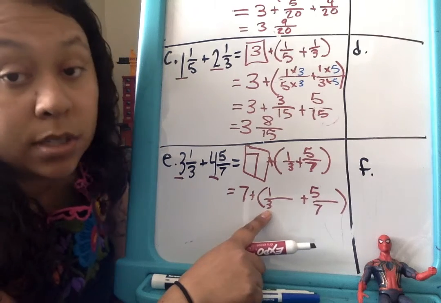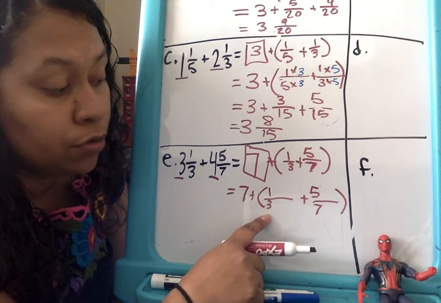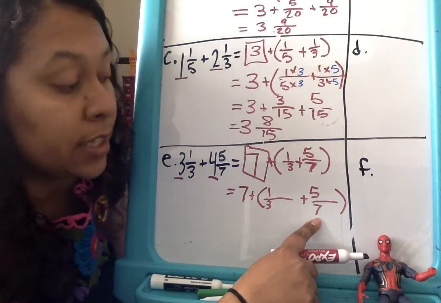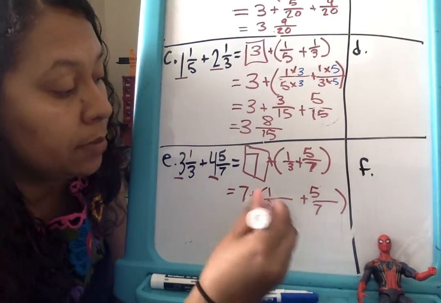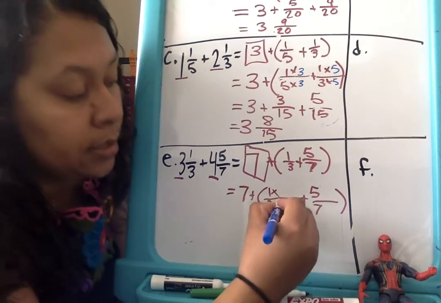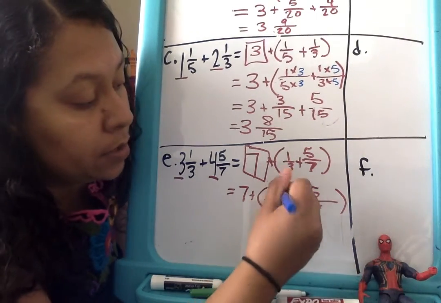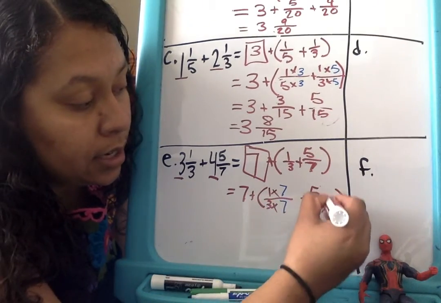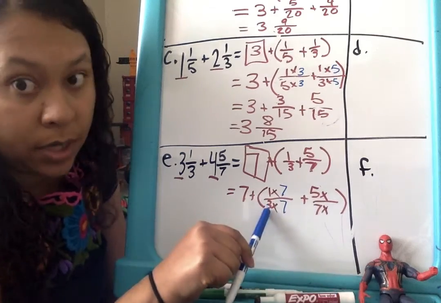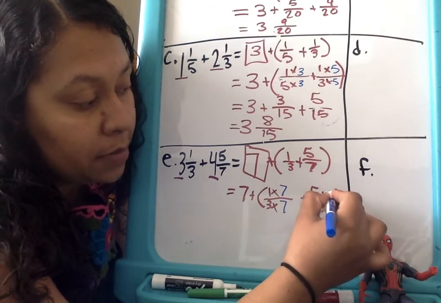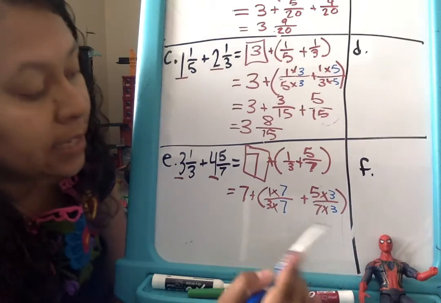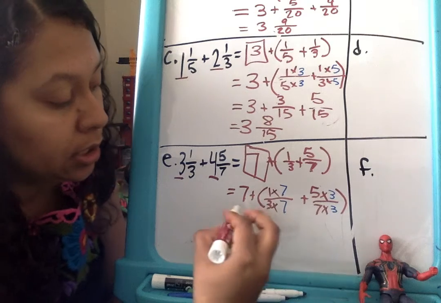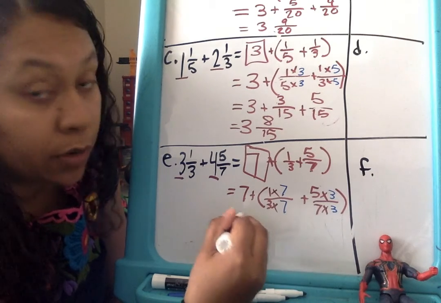5/7. So in order to make thirds equivalent to a common denominator, we're going to multiply it by the opposite denominator, which is 7. So 3 times 7, and what you do to the bottom, you have to do to the top. And then we have 7ths times 3. And what you do to the bottom, you have to do to the top. Okay, so now we have our expressions. Let's solve those in order to find our equivalent fractions.